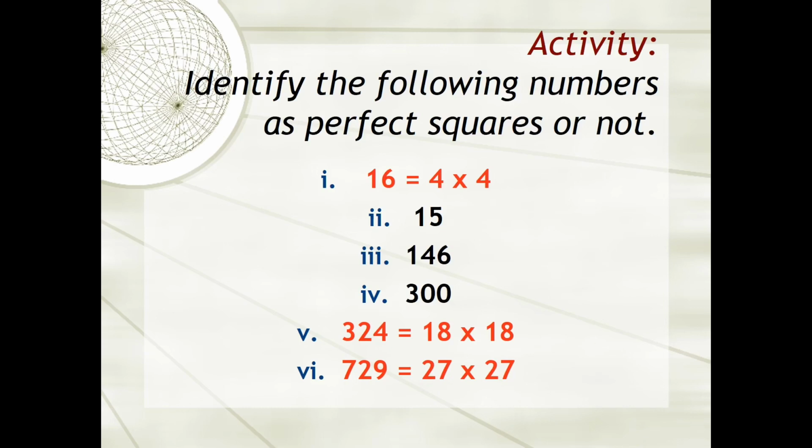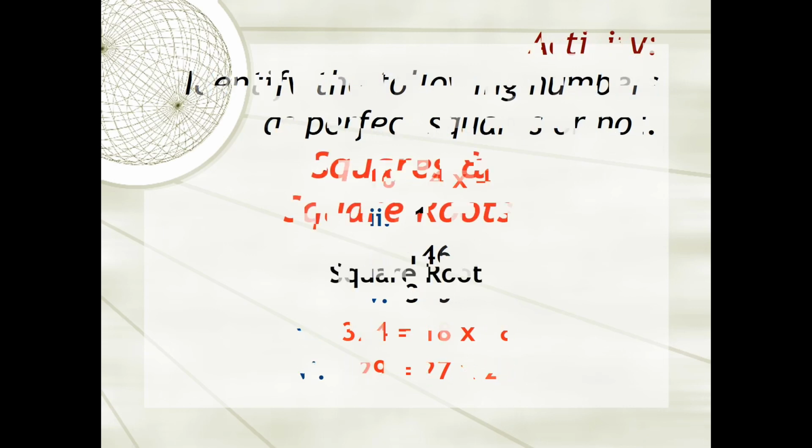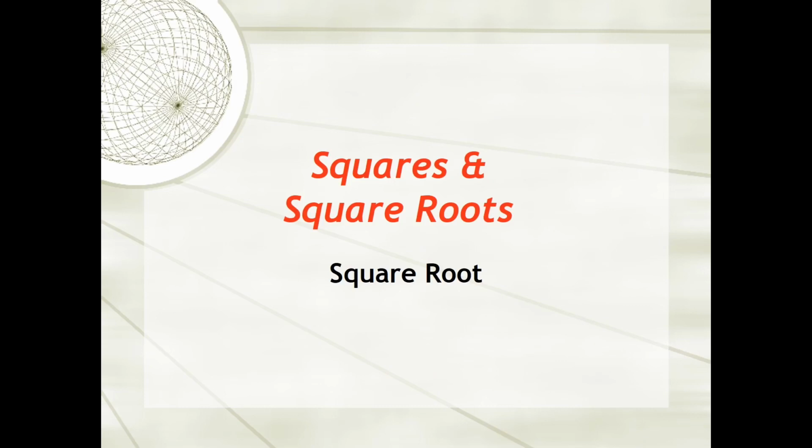And 729 is 27 times 27. The other 3, 15, 146, and 300, no number times itself equals those numbers. 5 times 3 is 15, but 5 and 3 are not the same number.